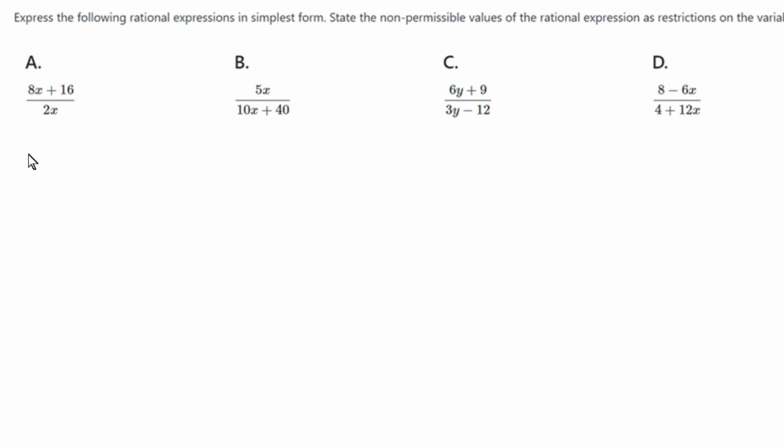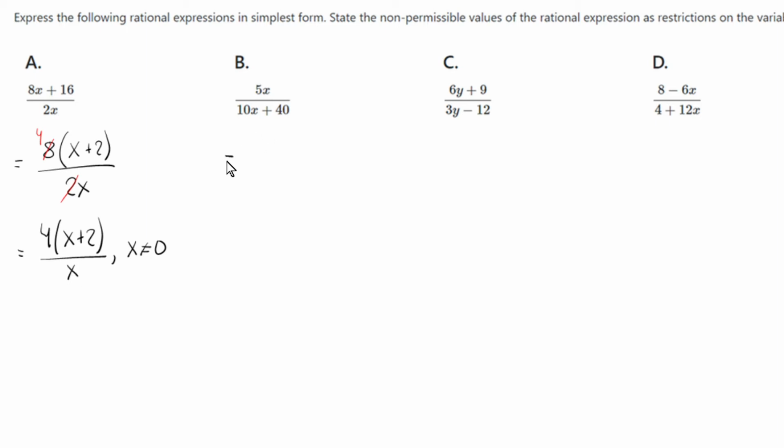So if we take a look at this first example here, in the numerator we can factor out an 8, and then we're left with x plus 2. In the denominator we have 2x. So here we can get rid of this 2, and this 8 becomes a 4, leaving us with 4 times x plus 2 over x. The non-permissible value here for x will be 0, because if x equals 0, then the denominator will become 0, which is not permitted.